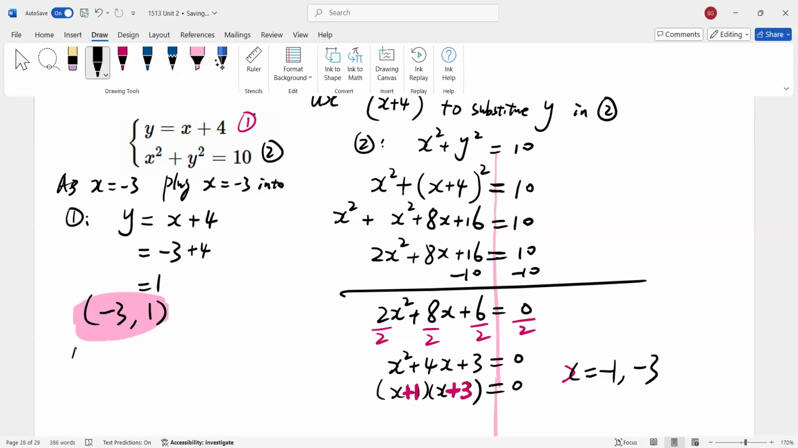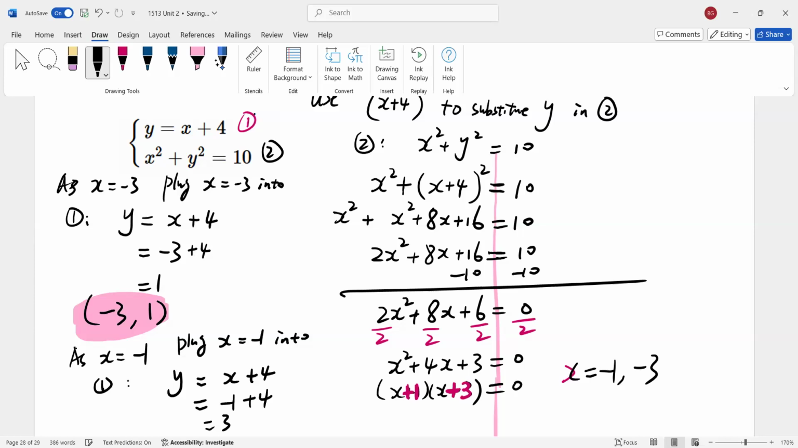Another solution, as x equals, oh, I did negative 3 first. Negative 1, it really doesn't matter. We plug x equals negative 1 into equation 1, which is y equals x plus 4, right? So negative 1 plus 4 is positive 3. That means when x assumes negative 1, the corresponding y value is 3. And that's another solution. Two solutions.